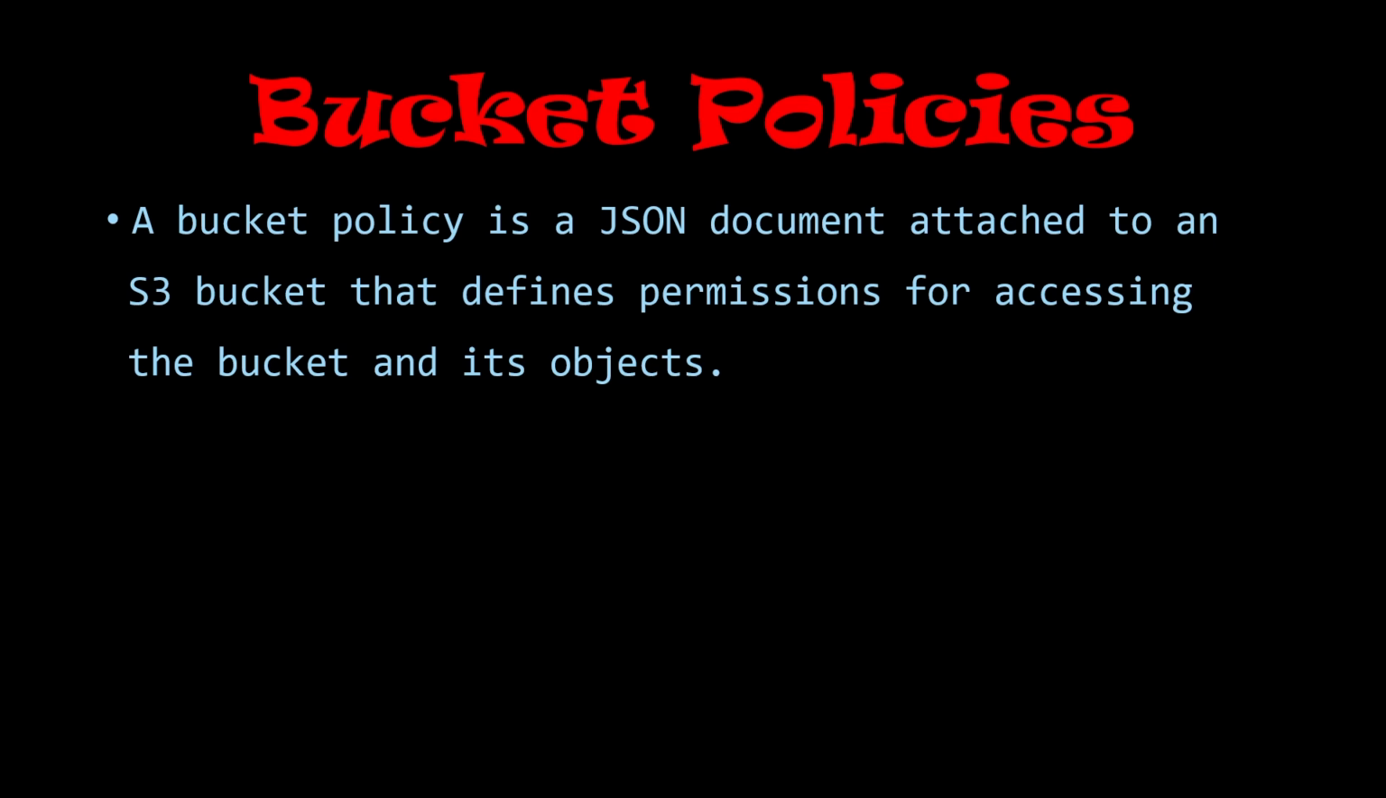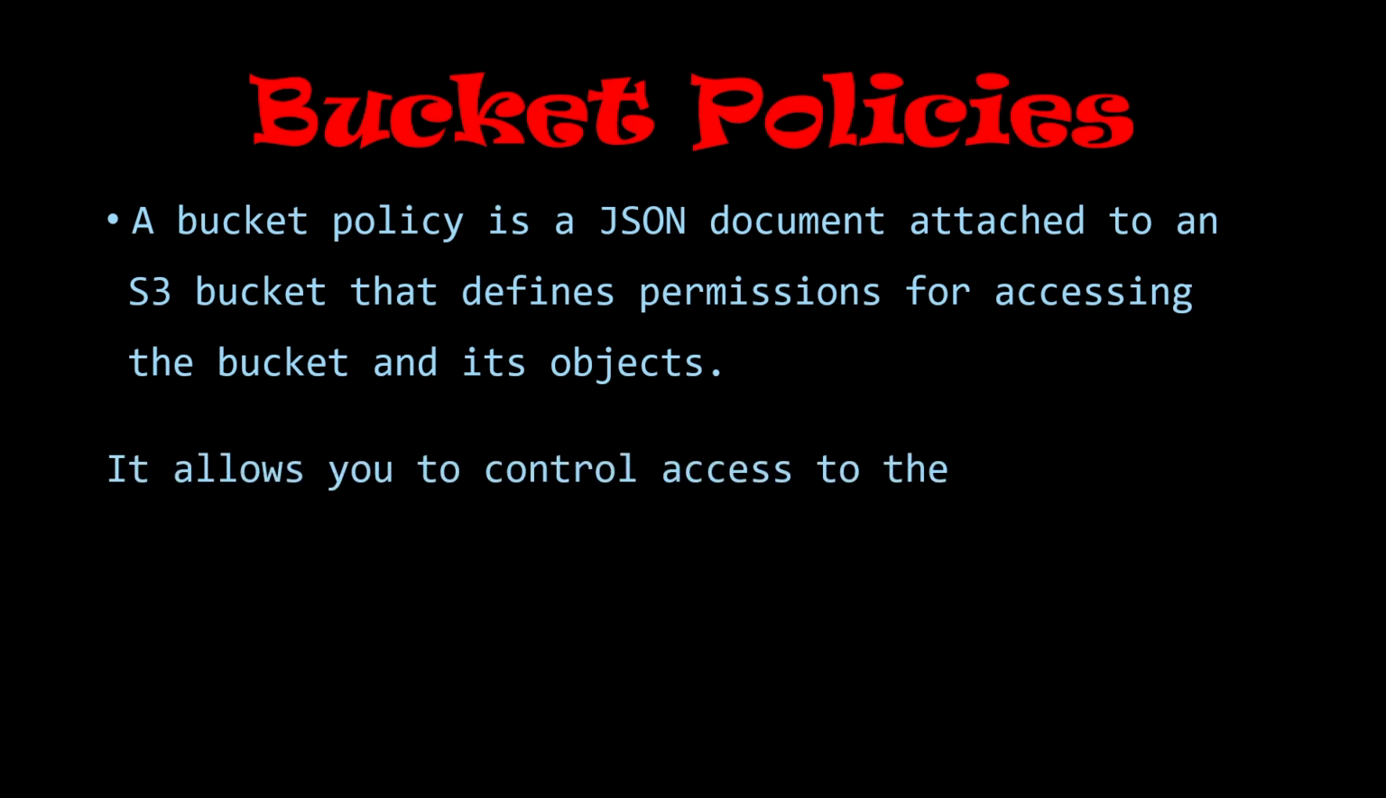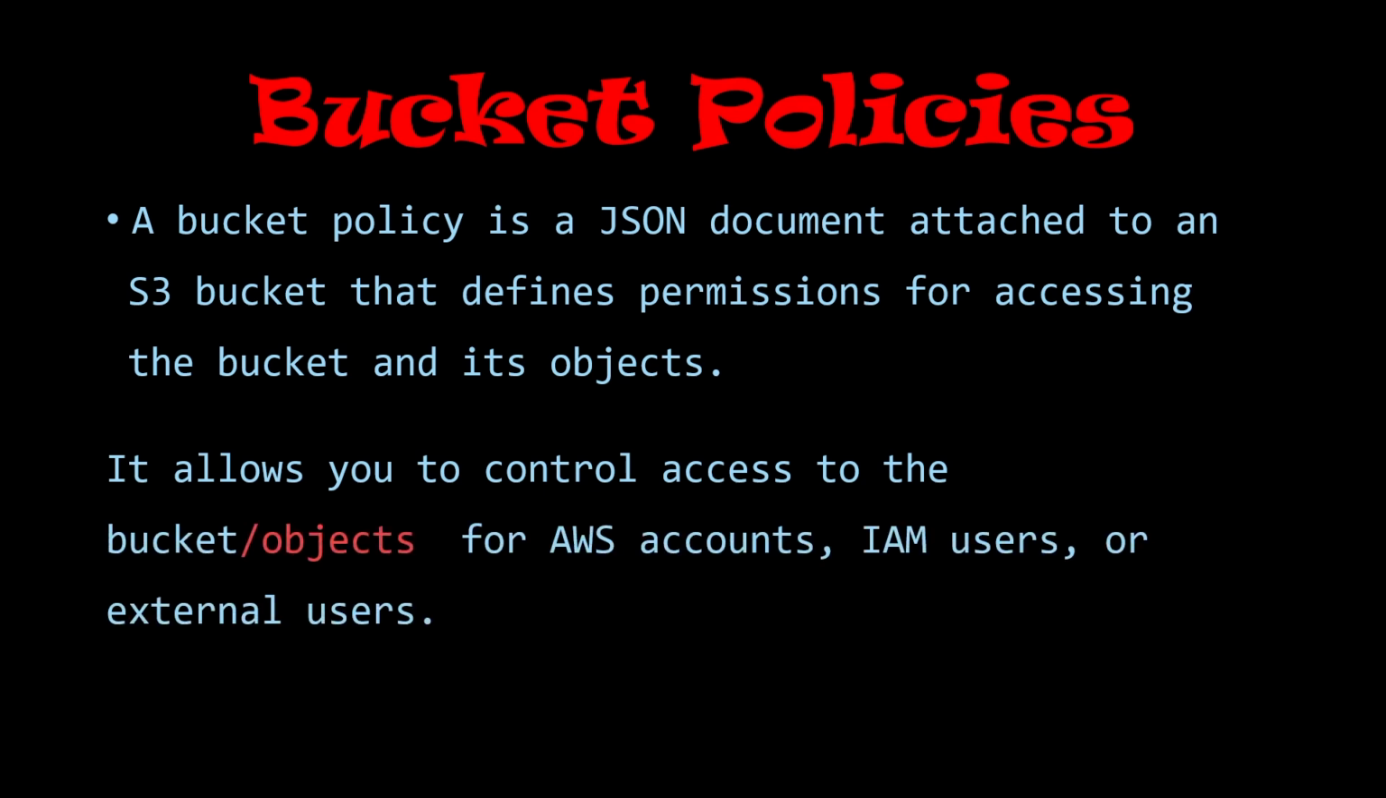But policies offer a more granular level of control, like for suppose allowing only a few IP addresses to access the resources and allowing access to the resources at only specific times, and also restricting users to perform only specific actions like get, put, delete. Through ACLs we can't do this, right? It allows you to control access to the buckets and objects for AWS accounts, IAM users or any other external users.